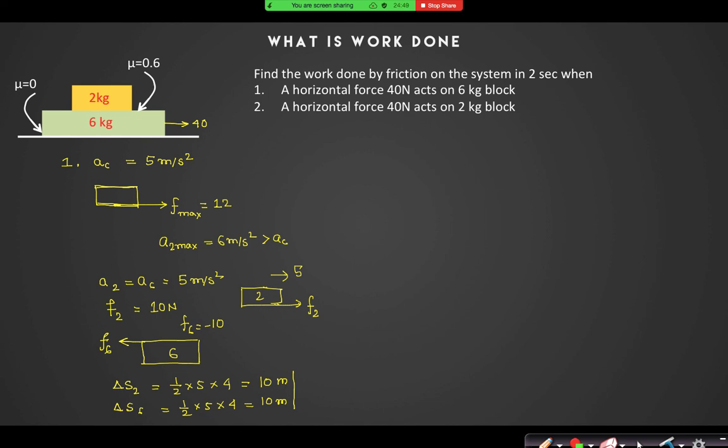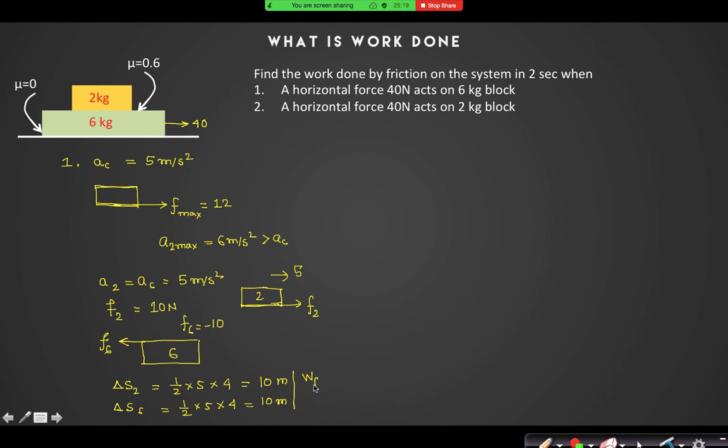Yes, that is right. Then the body of 2 that I drew, the friction force on the 2 kg body is forward, the friction force is forward, yes or no? Yes, sir, it is 10 Newton. 10 Newton. So the same 10 Newton will act on the 6 kg block in the opposite direction. Then displacement is simply half at square.